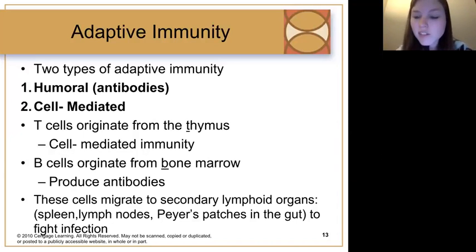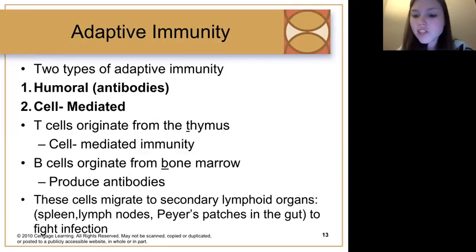And so T cells originate from the thymus, and B cells come from the bone marrow. So I always thought it was pretty convenient because T cells come from the thymus, which starts with a T, and B cells come from the bone marrow, which starts with a B. I love it when things like that happen because it makes it easy for me to remember. So you see I have T and B underlined there to keep those straight.